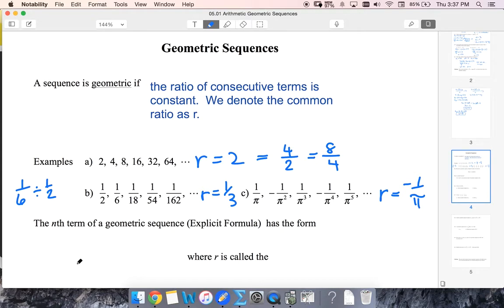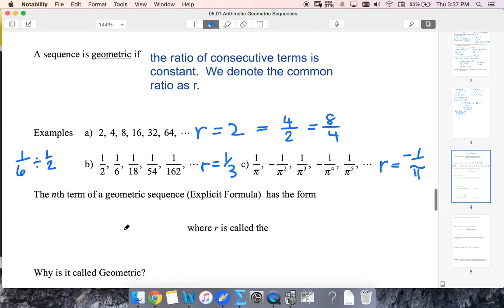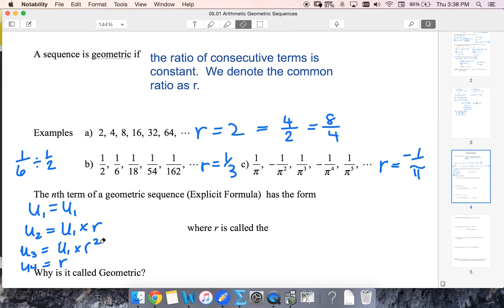So the nth term of a geometric sequence, well, we've already said r is called the common ratio. So we've got our first term is u1. The second term, I take the first term and I multiply it by r. The third term, I take this term, multiply it by r. That would simplify to u1 r squared. The fourth term, I multiply this by another r. So I'm going to get u1 times r cubed. So in the end, my nth term is u1 times r to the n minus 1.